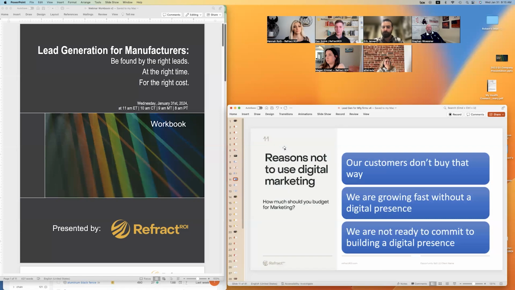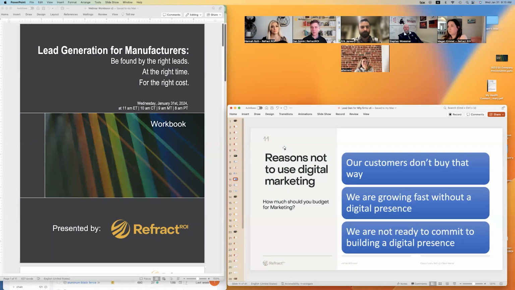So let's talk about reasons people say that we shouldn't do digital, right? And these are all things that I've heard from people. One is customers don't buy it that way. I think we all probably know that customers actually do, because we all buy online, and our customers do. And as you'll see in a minute, they increasingly, especially for manufacturing firms, buy online and will spend a lot more money than they would have in the past.